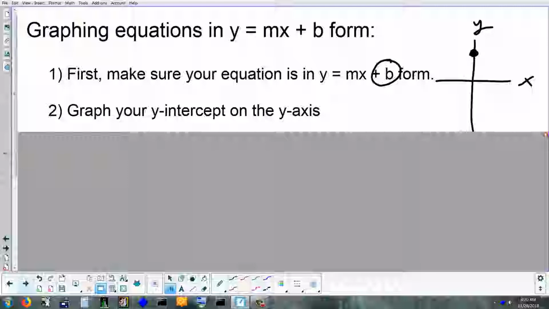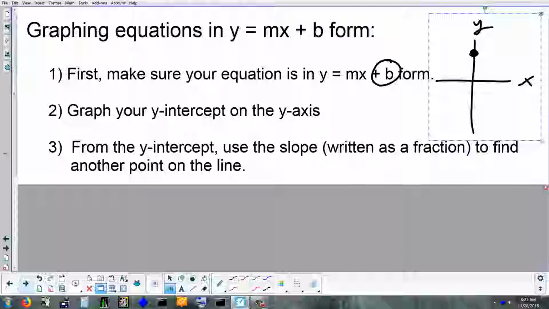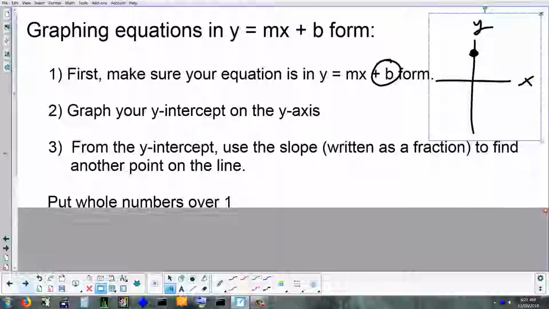So the slope is going to give us directions. From this point, it's going to tell us which way to go to get another point. So from the y-intercept, from the dot that you just made, which is why it's important to get this dot right, because if you get it wrong, then you're starting at the wrong spot. So from your y-intercept, we're going to use the slope to find another point on the line.